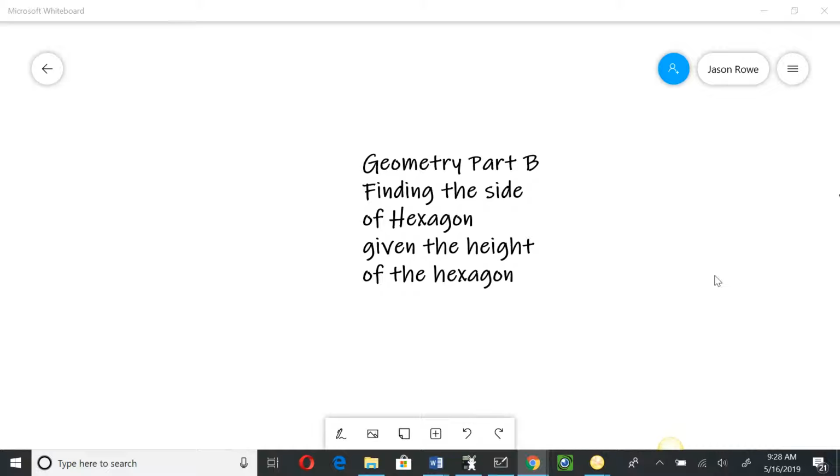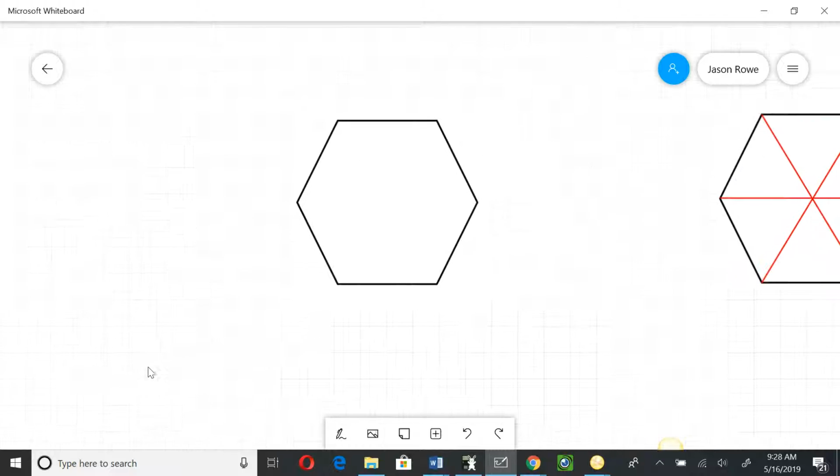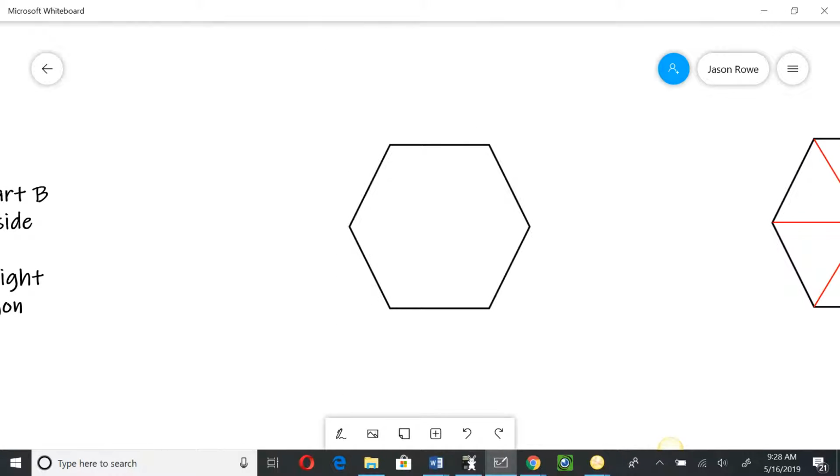We're looking at Geometry Part B, and in this recording, we're going to find the side of the hexagon if we know the overall height of the hexagon. So let's look at what we're talking about here. So here is a hexagon.